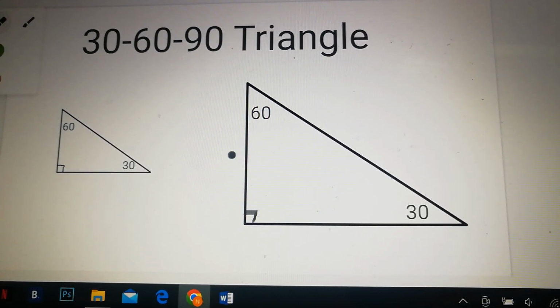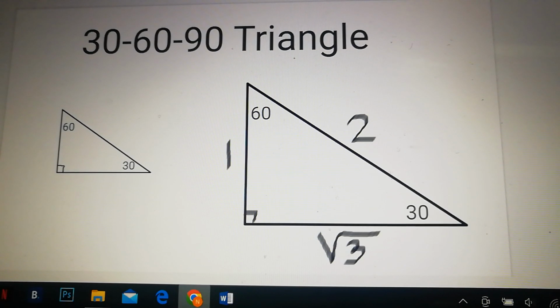if the length of the shortest side is 1, the length of the longest side is equal to 2, and using the Pythagorean theorem, the other side is equal to square root of 3. Okay, so this is the relation.